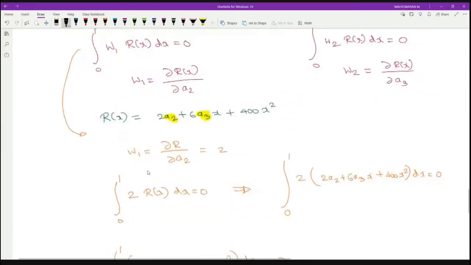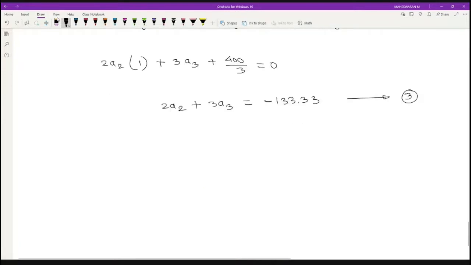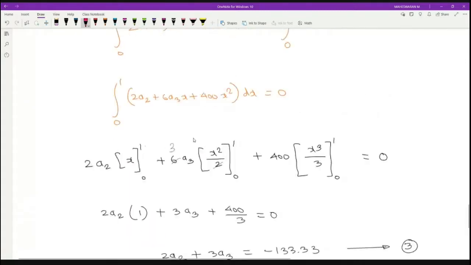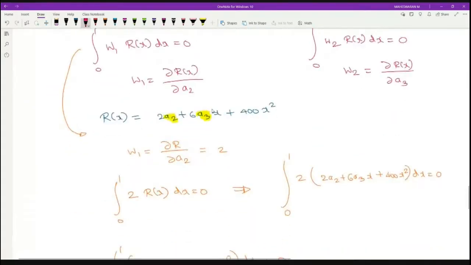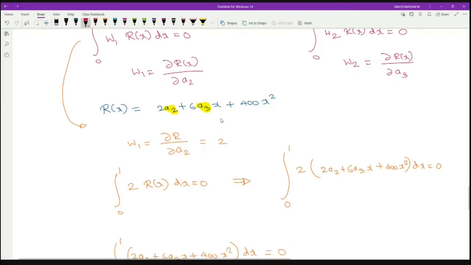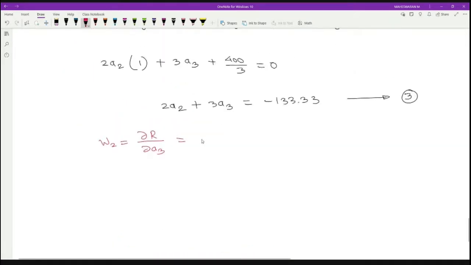Now I'll go for again, I'll go for this part. So I want to identify what is W2, right? So W2 is dou R by dou A3. What is dou R by dou A3? So let me consider here. So this is only the equation I have. When I partially differentiate this, I'll get 6x, right? I'll get 6x. So this is 6x. So this is different. So that one I can copy, but this is different. When I multiply, this will give a different answer.